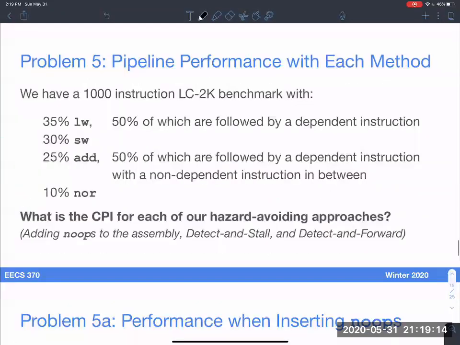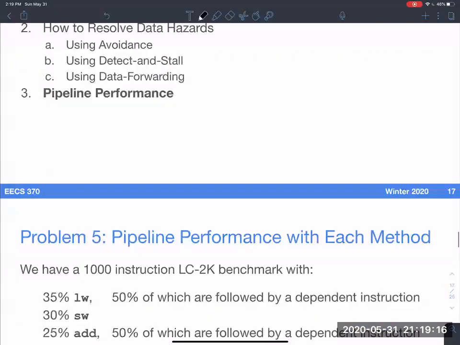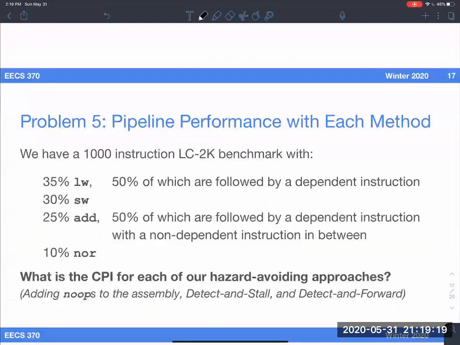And then finally, we're going to talk a little bit about pipeline performance. Question 5 asks, we have 1,000 instructions in LC2K to benchmark with. 35% of these 1,000 instructions are an LW, 50% of which are followed by a dependent instruction. 30% are store words with no comment. 25% are adds, with 50% of them followed by a dependent instruction with a non-dependent instruction in between them. So that's going to look like add, no op, and then add dependent. And then 10% of these are NORs.